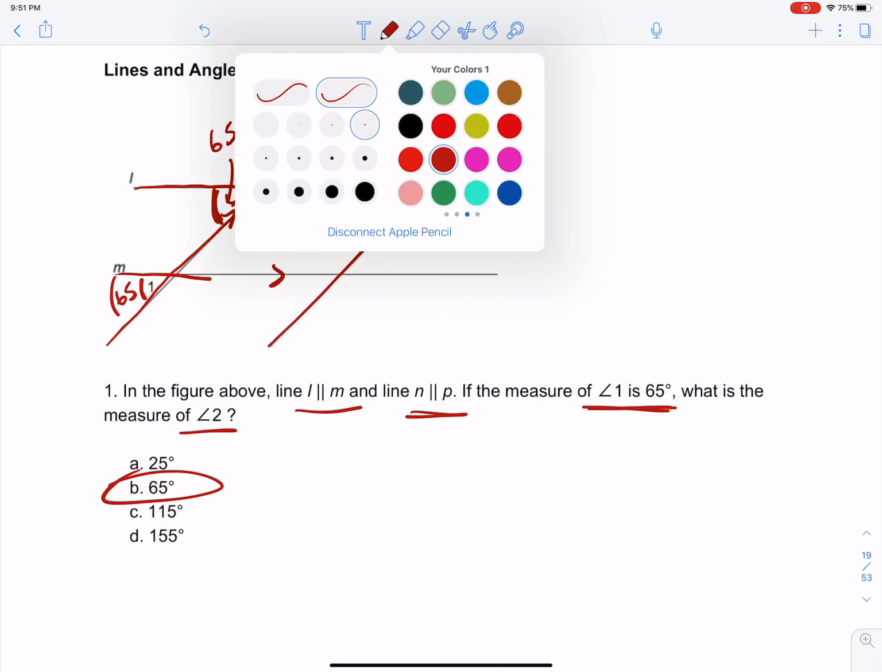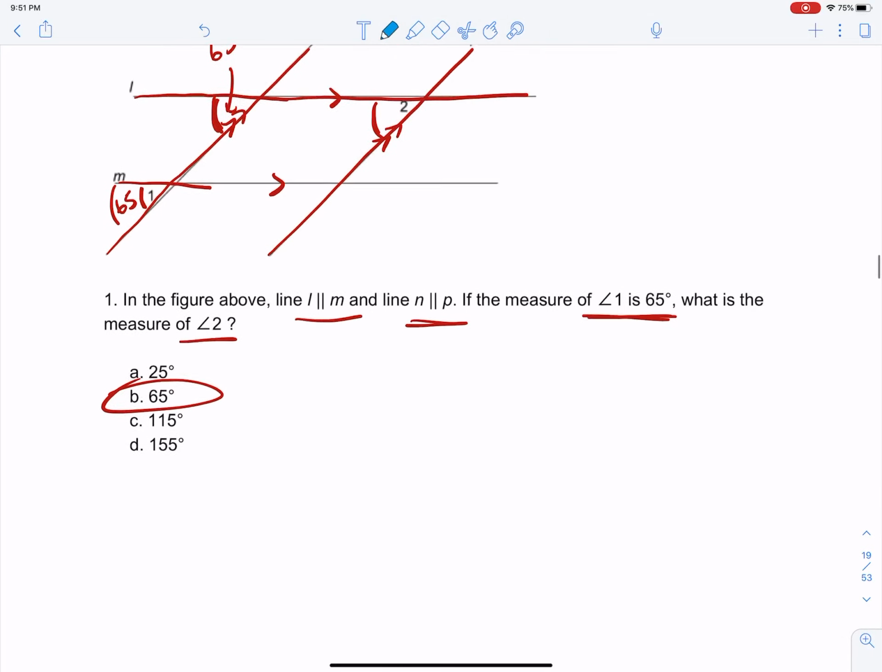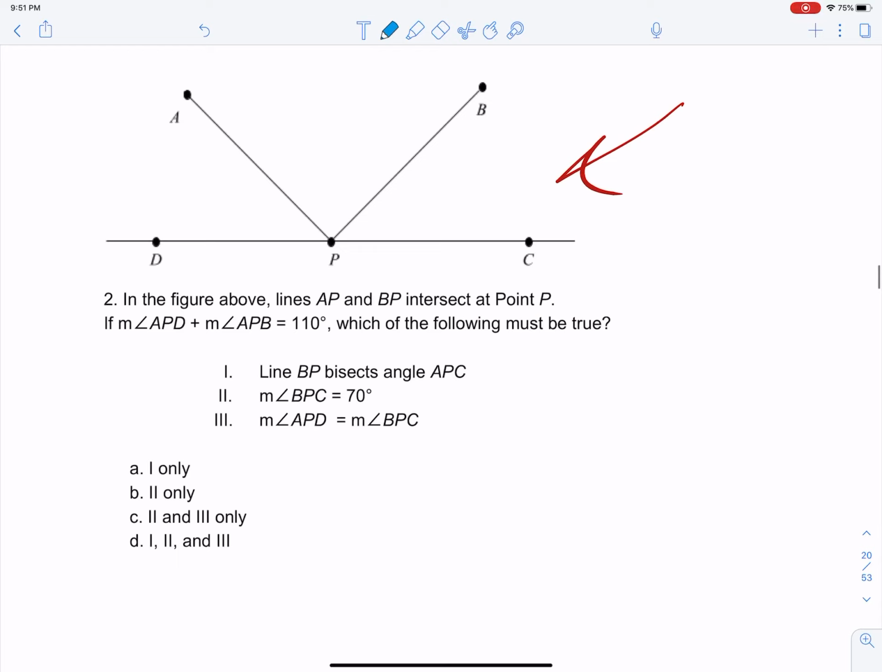Now, let's get into something a little bit tougher, right? We're going to work our way up. So here, now, this one. In the figure above, lines AP and BP intersect at point P. So this is point P, and we have line AP and BP, and they just intersect. It just says they intersect, okay?